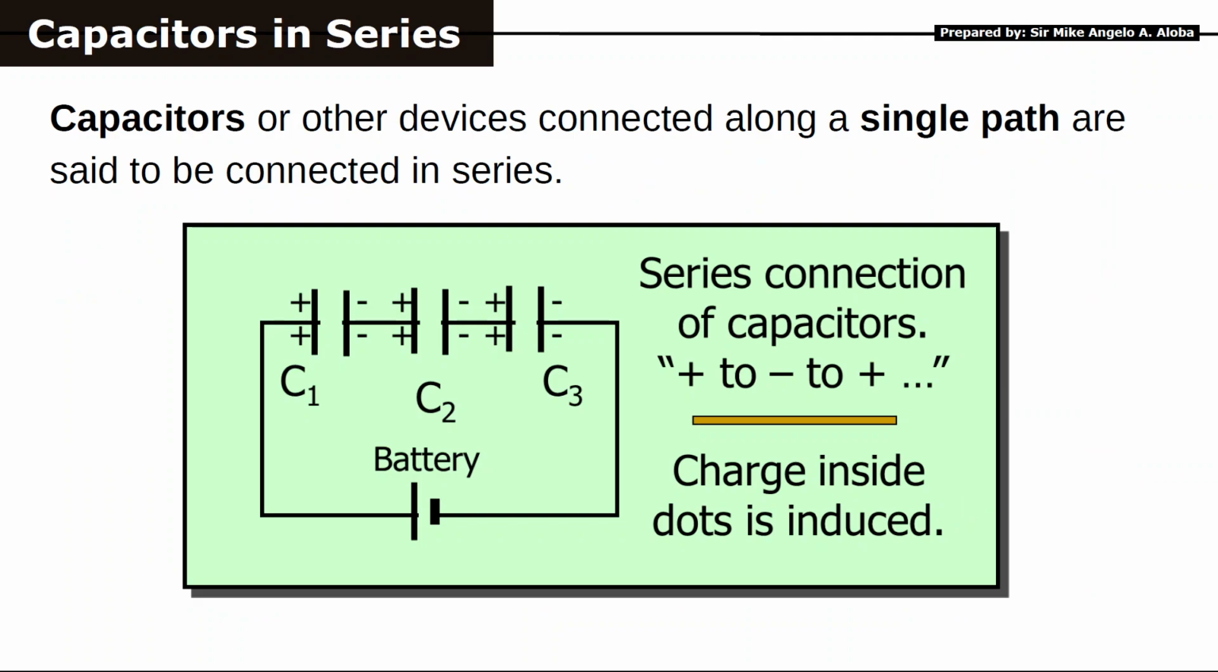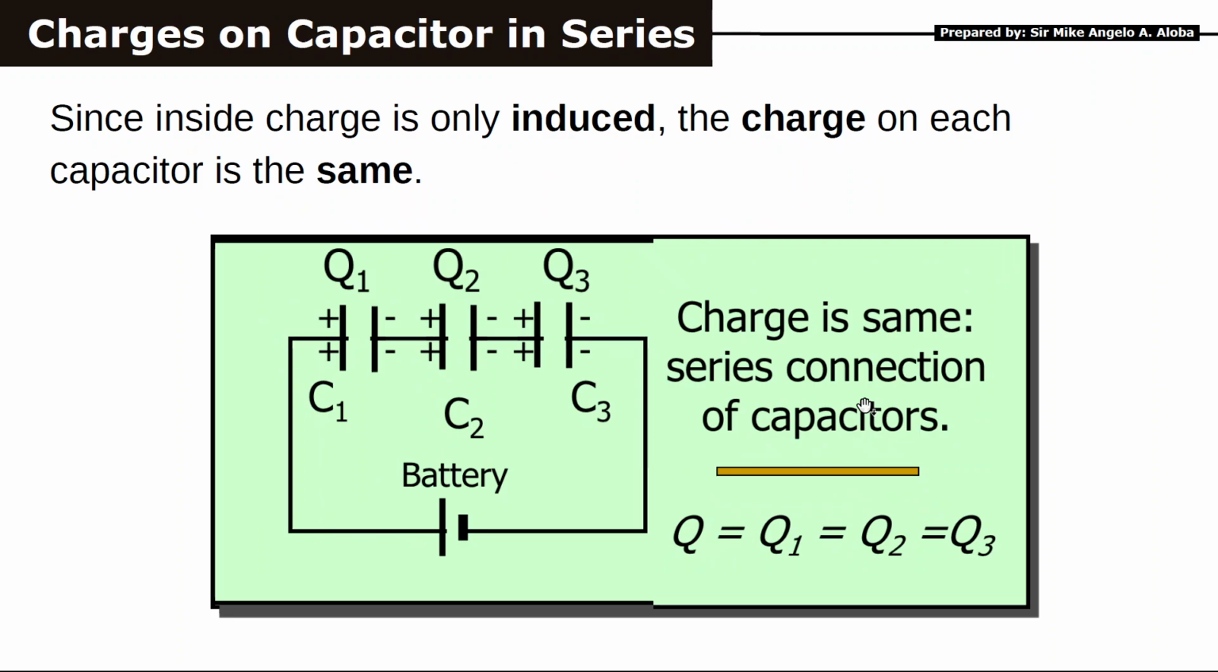When you connect capacitors or other devices along a single path, so you have a clue there, single path, they are said to be connected in series. And the charges in a series connection are the same since inside, charge is only induced. So this is an important relation. In a series connection of capacitors, the charges are the same. So the total charge in that circuit, Q total or Q, is equal to Q1 is equal to Q2 is equal to Q3.